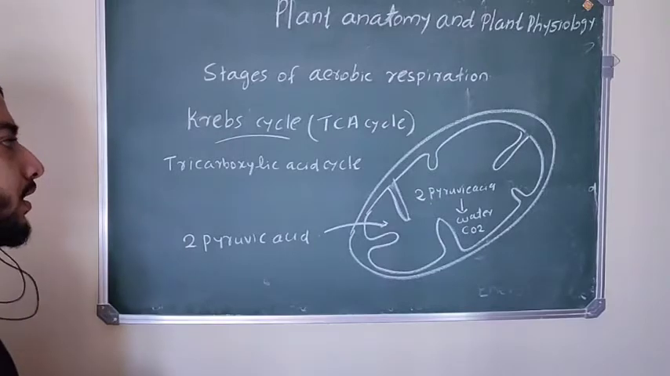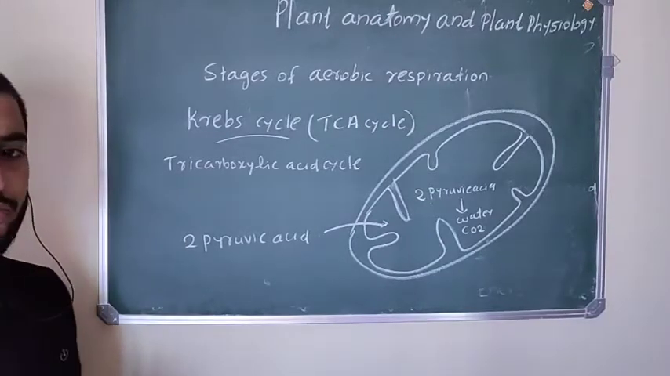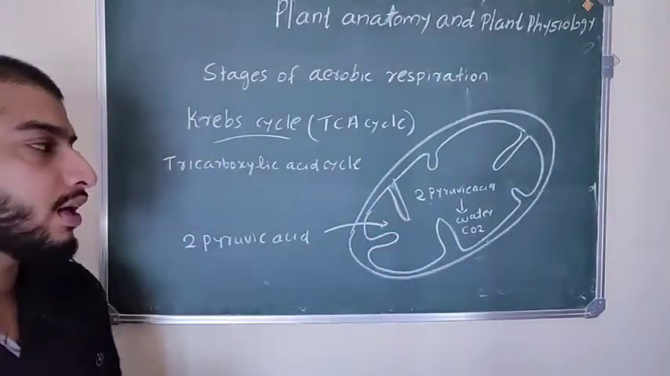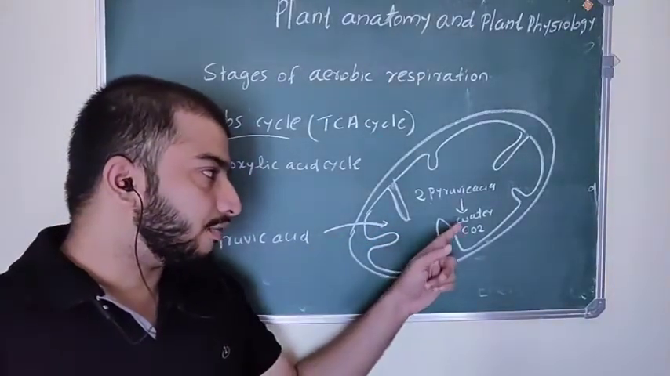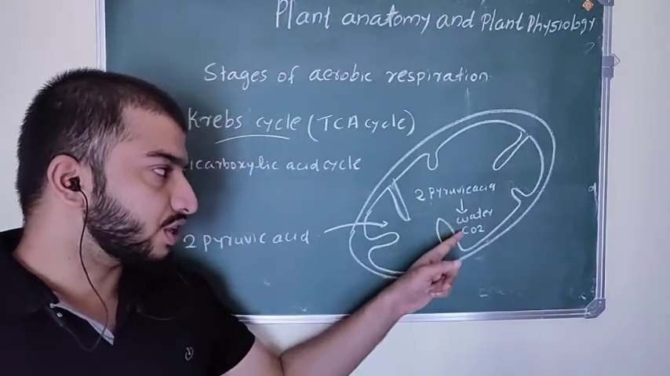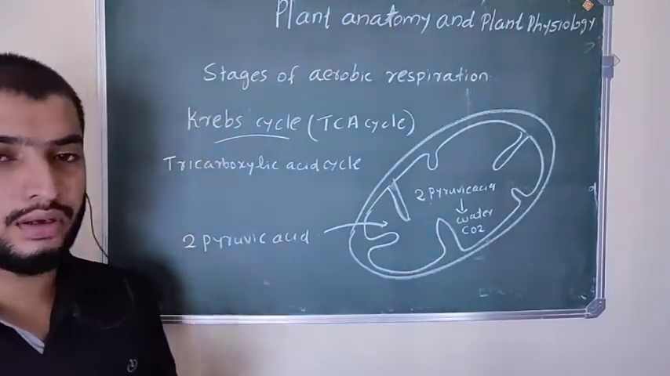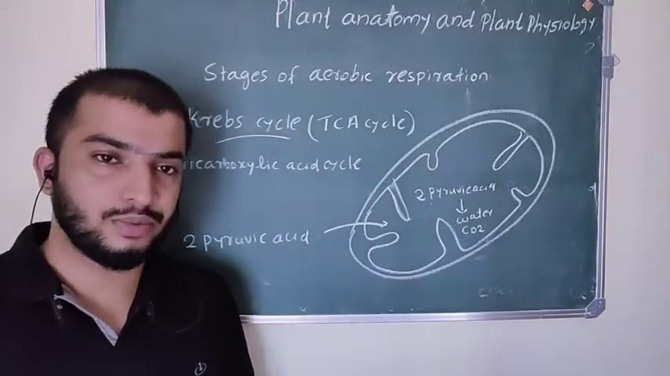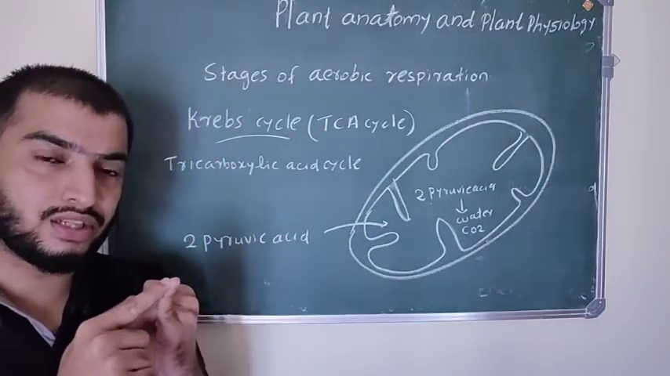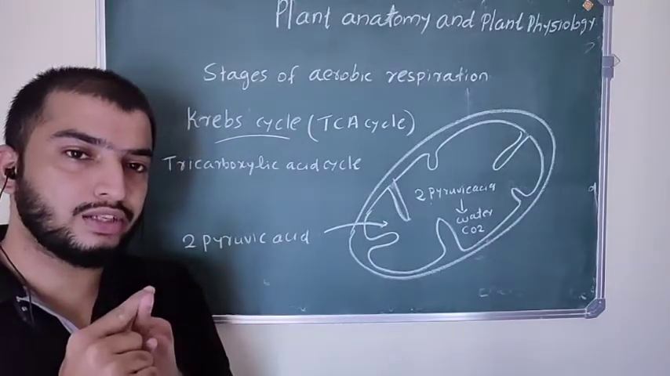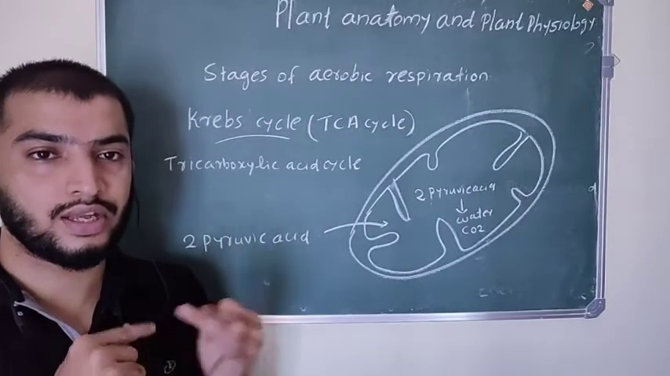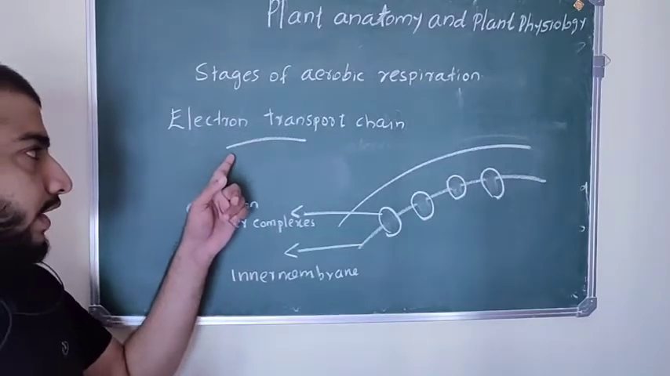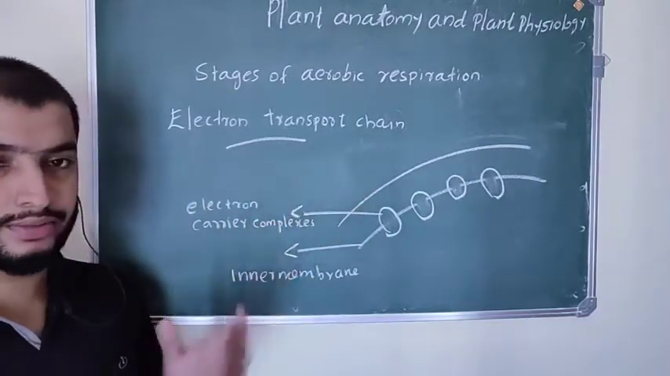So what happens? The two molecules of pyruvic acid from glycolysis enter into the mitochondrial matrix. They oxidize, and after this oxidation, water and carbon dioxide are released. This is the second stage of aerobic respiration. So glycolysis takes place in the cytoplasm. The Krebs cycle takes place in the mitochondrial matrix. The third stage of aerobic respiration is the electron transport chain.